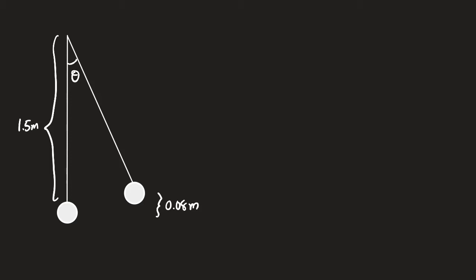Anyways, the adjacent side is A, but I'm noticing that the height has to be L minus the adjacent side, which means the height has to be L minus L cosine theta. This is how you could figure out what theta is.